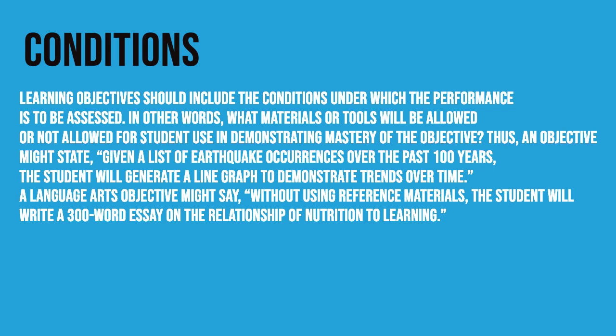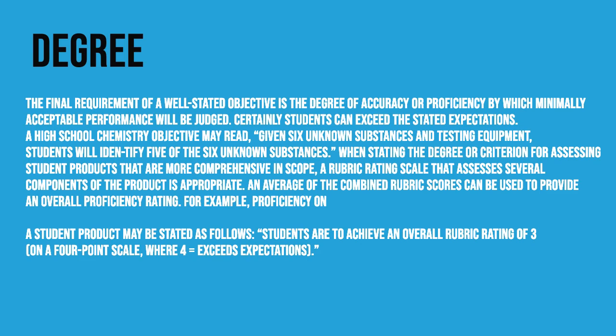A language arts objective might say, without using reference materials, the student will write a 300-word essay on the relationship of nutrition to learning. When stating the degree or criterion for assessing student products that are more comprehensive in scope, a rubric rating scale that assesses several components of the product is appropriate. An average of the combined rubric scores can be used to provide an overall proficiency rating.